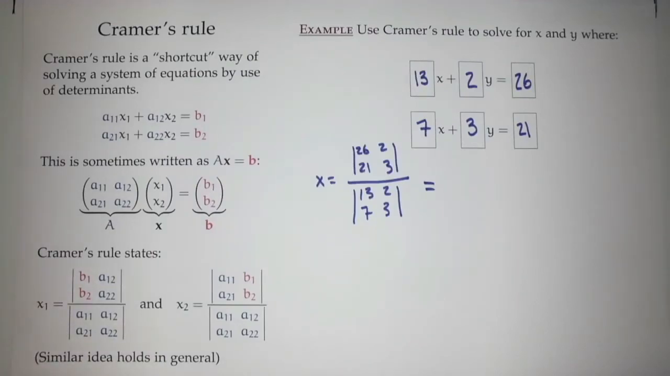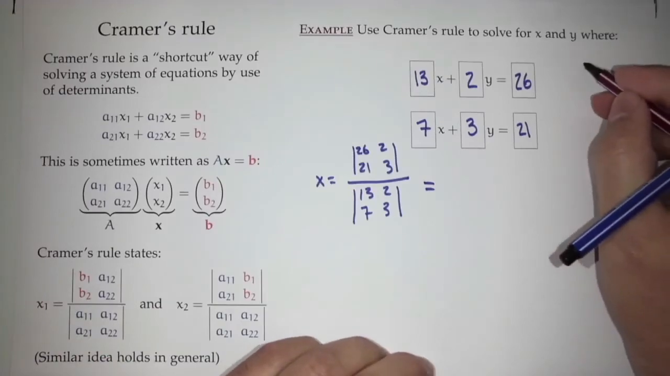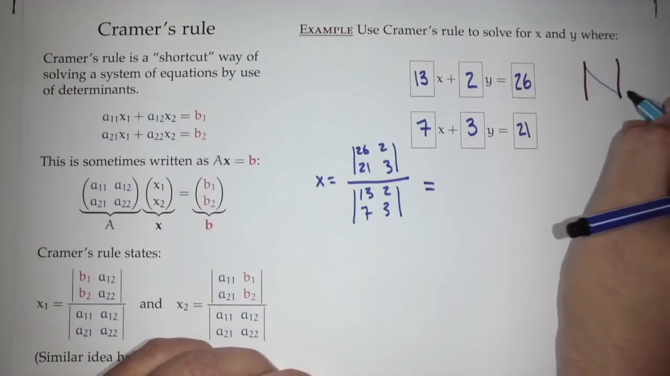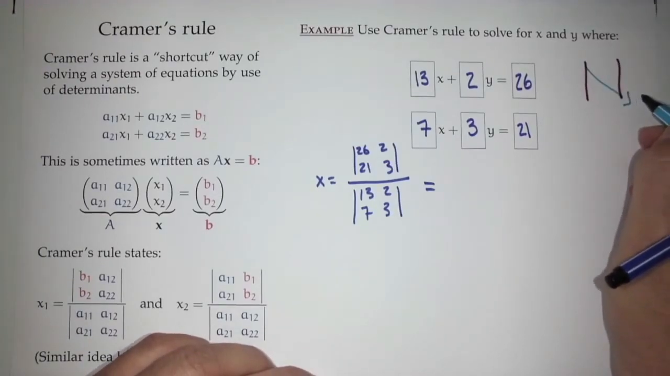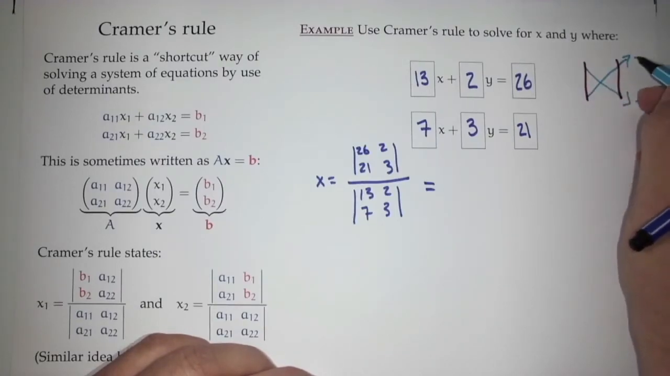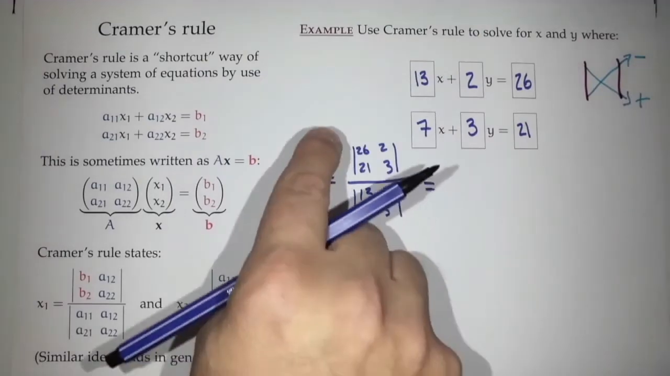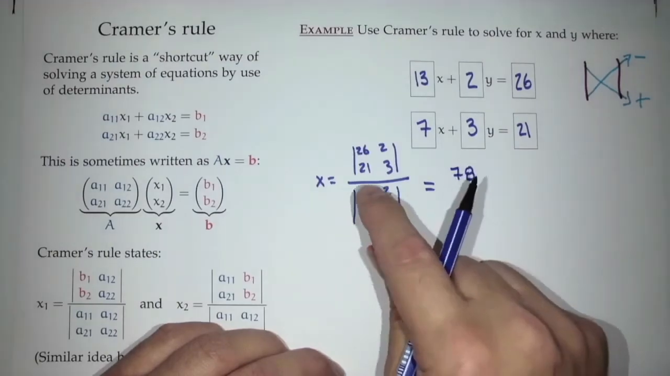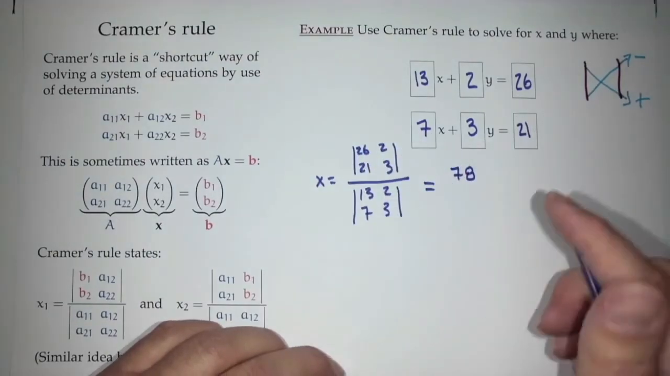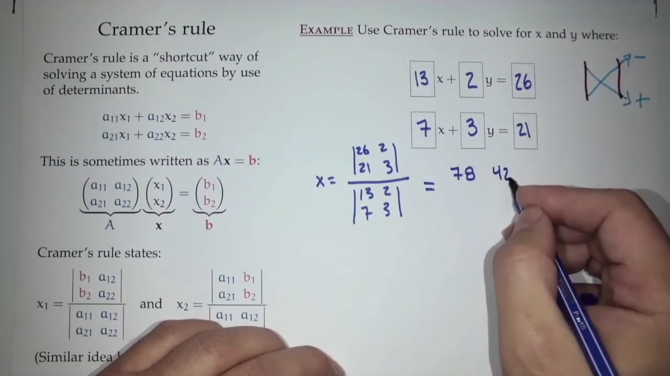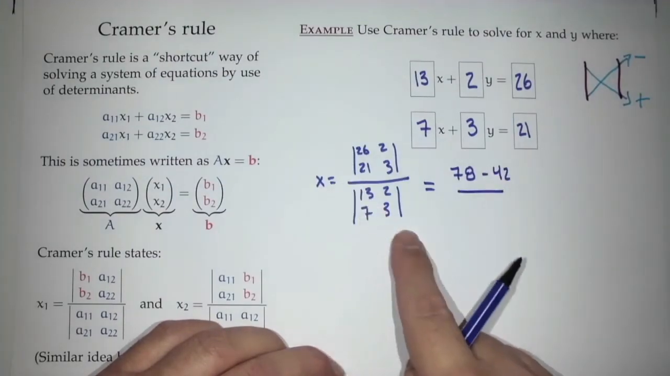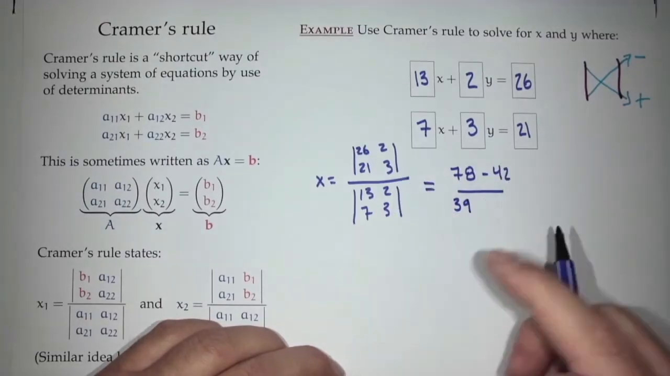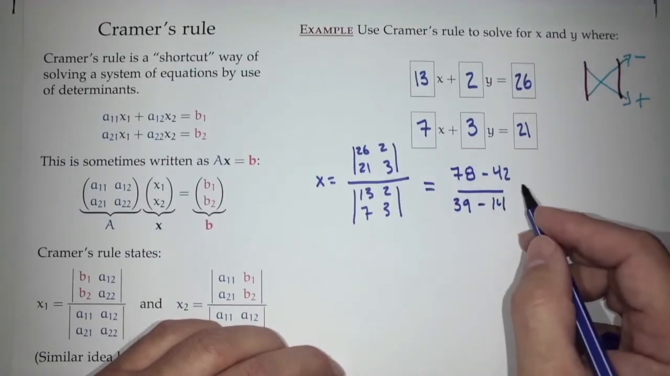So remember, if you're taking a 2 by 2 determinant, what you do is you're going to have the two diagonals. So there's this diagonal, is that plus or minus? Plus, and this diagonal, minus. Okay. So 26 times 3, 78. And that's plus. 21 times 2, 42. And we subtract. Downstairs, 13 times 3, 39. Subtract. 2 times 7, 14. Now we could clean this up if we wanted to.